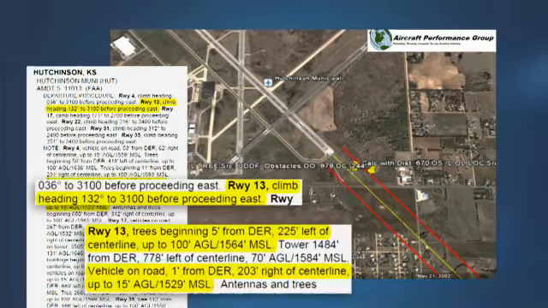Here you will see a list of obstacle notes. These obstacles are tall enough that they would normally require a higher than standard climb gradient. To avoid publishing needlessly excessive climb gradients to a height of 200 feet or less above the runway, the FAA publishes notes about these obstacles on IFR departure procedures. These notes are intended to advise the pilot of close-in obstacles so they are aware of them and can take the necessary actions to avoid them on takeoff.